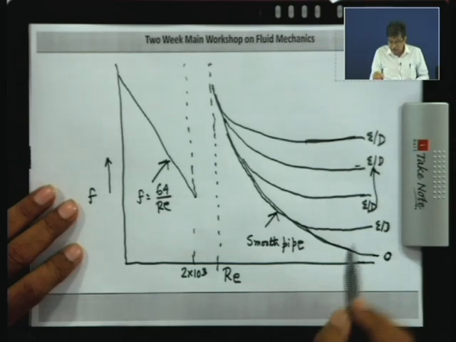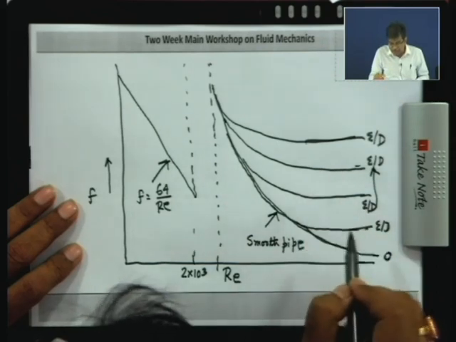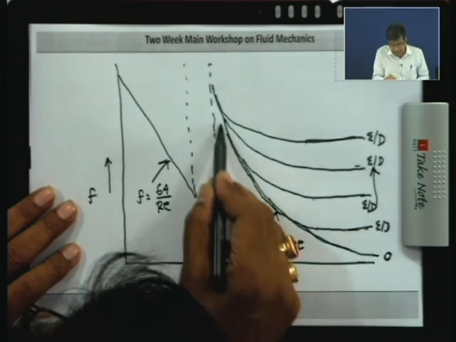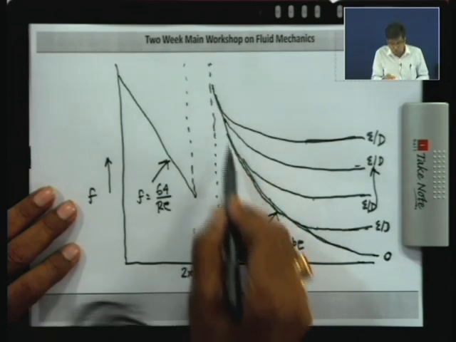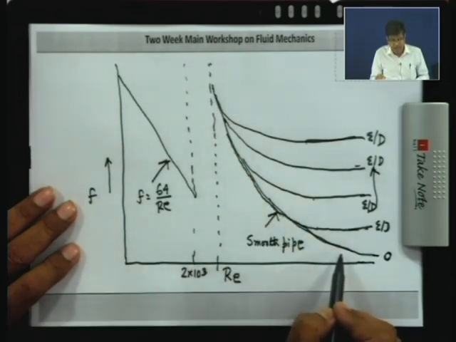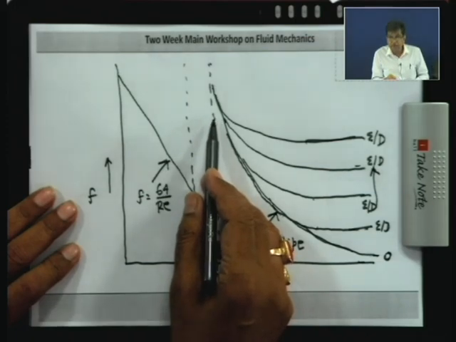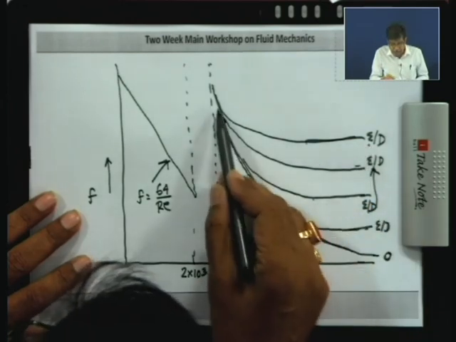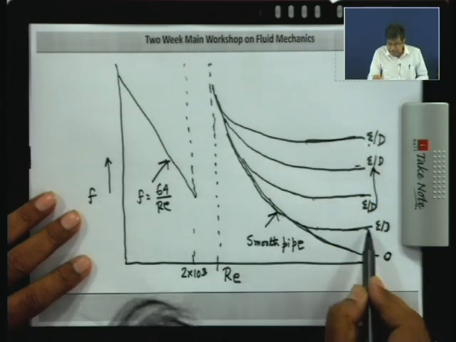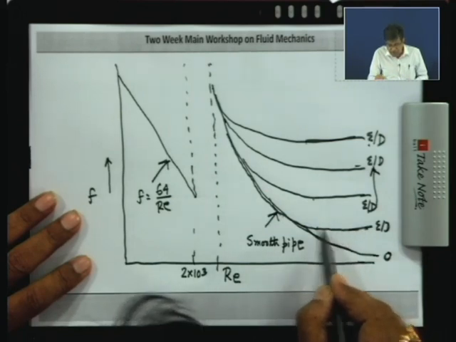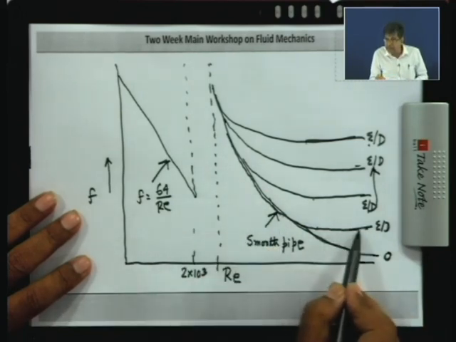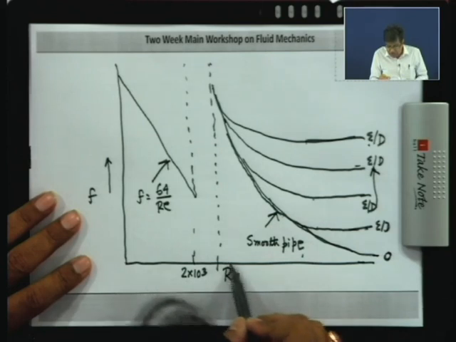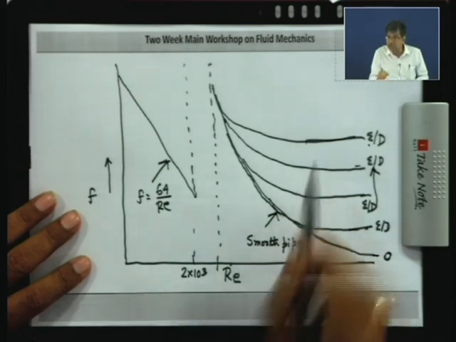Now, the curves for different epsilon by d have two characteristic features. All curves for different relative roughness ultimately coincide with this smooth pipe at low Reynolds number. A curve having a higher value of relative roughness branches off from the smooth pipe early, whereas a curve having a lower value of relative roughness branches off from the smooth pipe late, that is, at a higher Reynolds number, depending on the relative roughness.